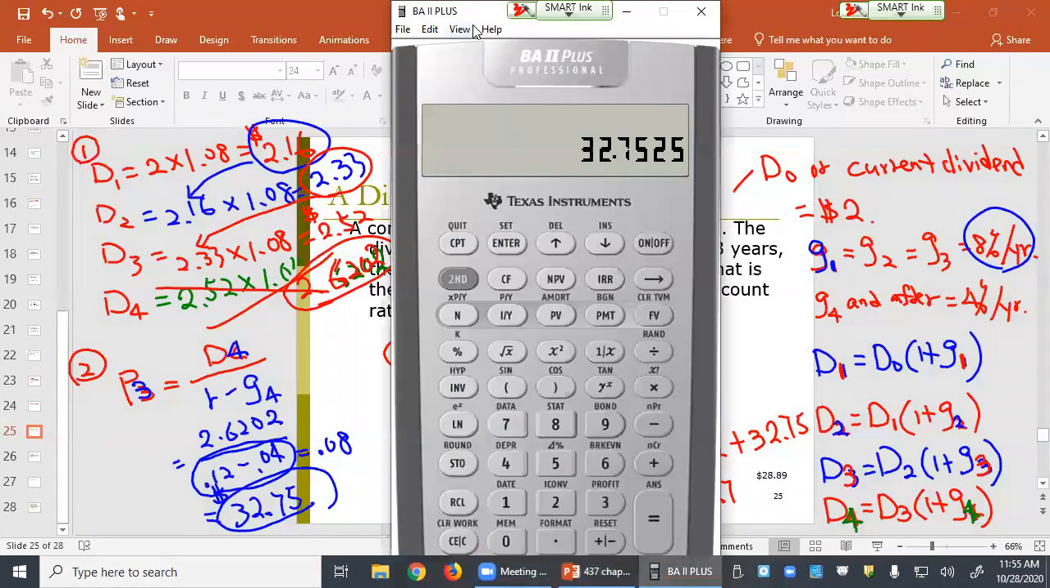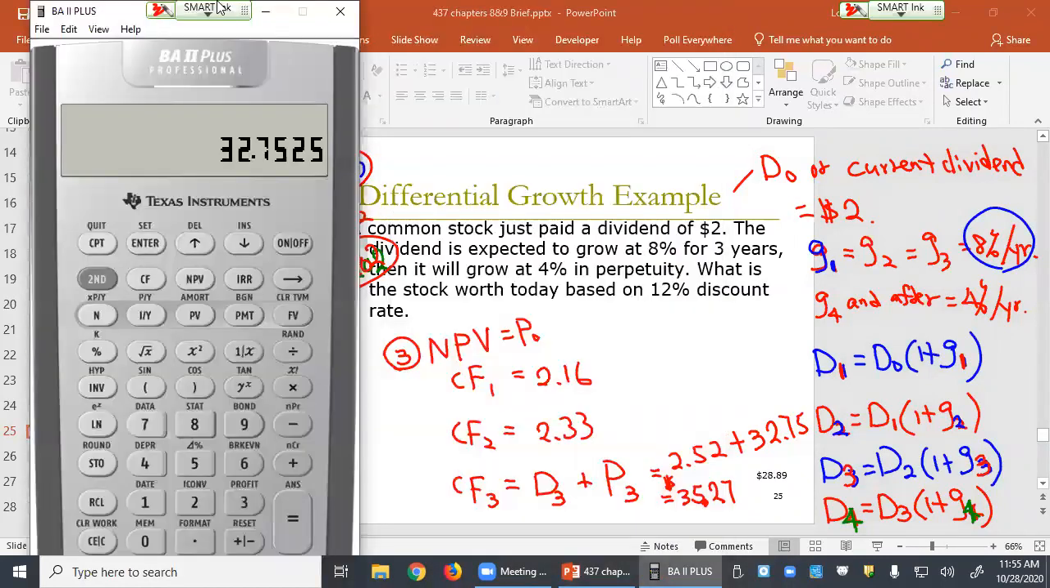So let me bring back my calculator and move it to the left so we can see. There we go. So to calculate net present value, we need to first of all enter the relevant cash flows, right? So CF, second, and clear work to delete all of the cash flows that you have entered for other problems. So cash flow 1, 2.16. It occurs only one time, okay? So we can just scroll down twice to enter cash flow 2. $2.33, enter, down arrow twice.